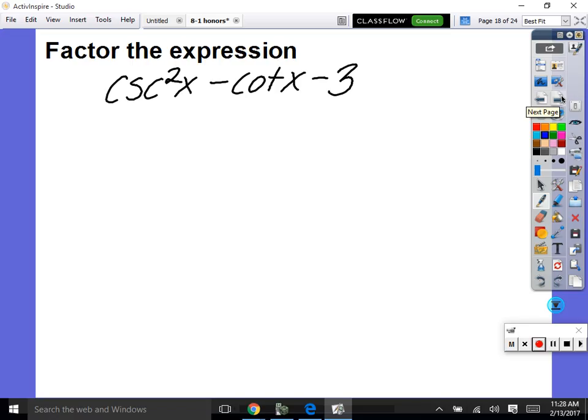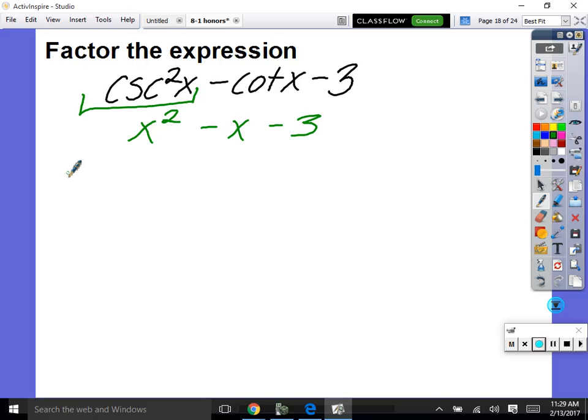Okay, so it says factor the expression here. So first of all, it's kind of like, well, where is this going? So let's think. It kind of looks quadratic in form, guys. Look, x squared minus x minus 3, kind of. But that's cotangent and cosecant. That's the problem, though. So let's figure out what cosecant is the same thing as. That still is not helping us.